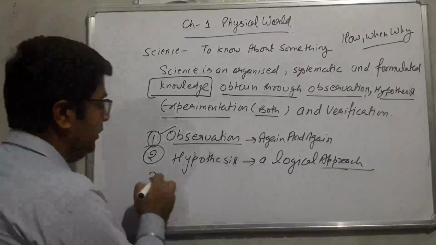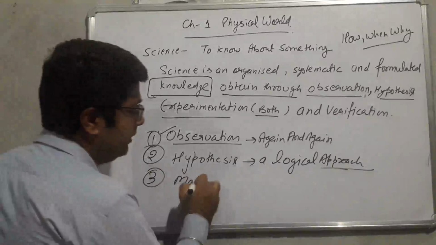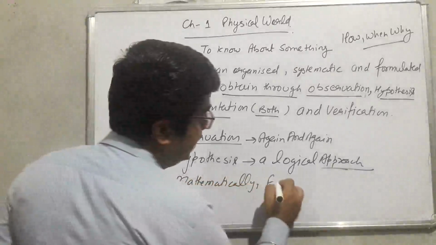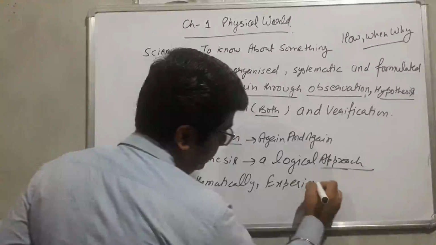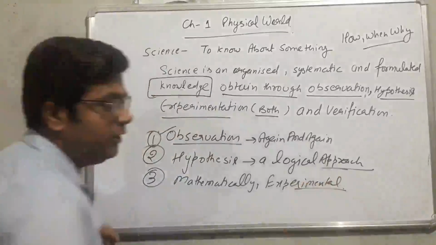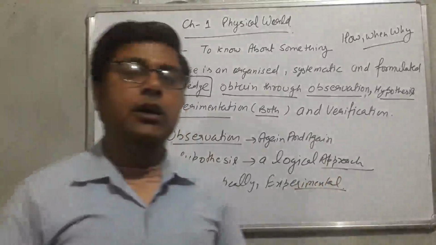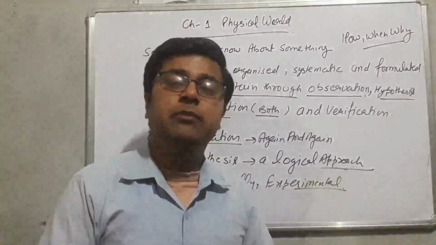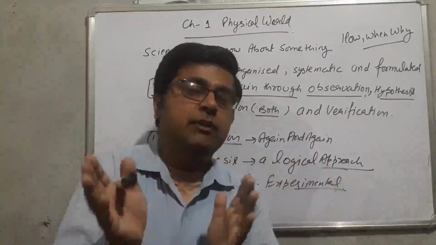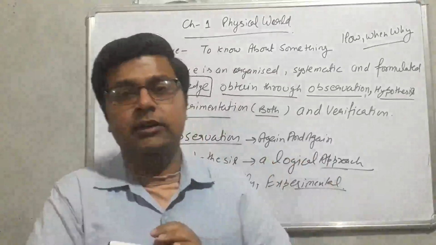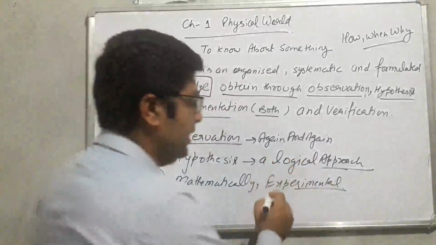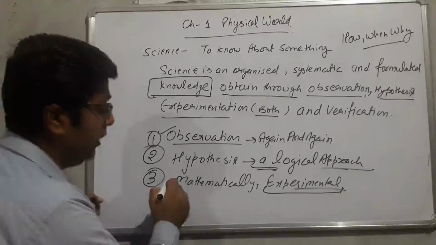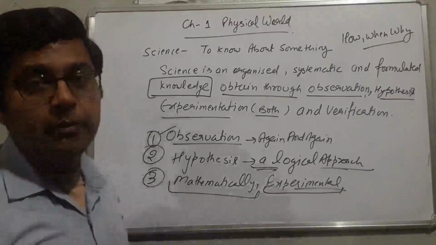Next we go to experimentation. Experimentation means that we can prove the same thing mathematically as well as experimentally. Experimentally means we can do the same thing in our lab. If we prove the same thing in our lab, it means our theory or logical approach is correct, and we can do the same thing with the mathematical approach as well.